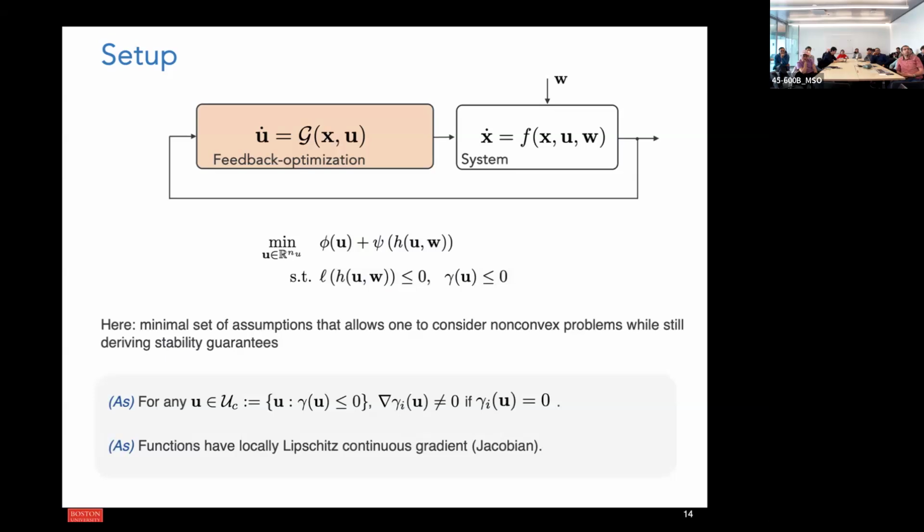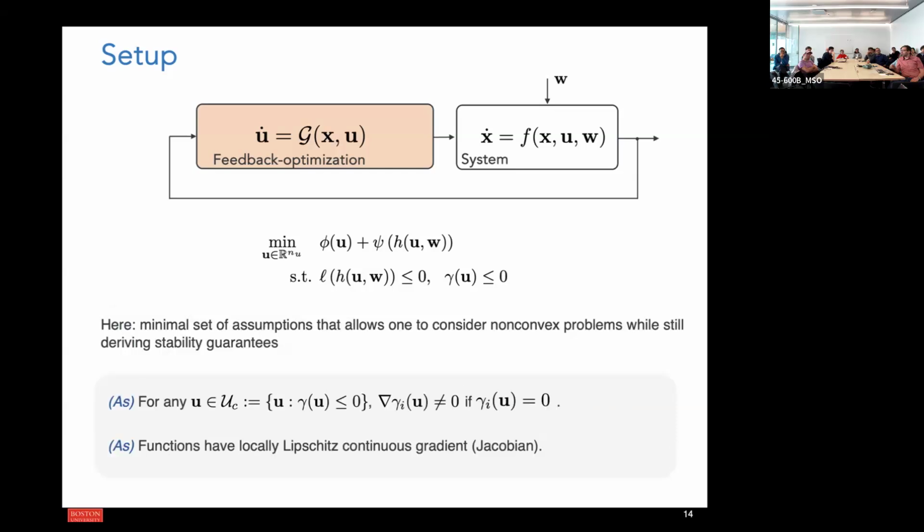I'm just going to try to provide here a minimal set of assumptions that may look a bit involved, but they are minimal in the sense that they allow me to consider classes of non-convex optimization problems while still offering strong stability results of my interconnected systems, as I will show you in a few slides. All these assumptions can be relaxed if I want to formulate a convex optimization problem, and I will have a global stability result. But in this case, I want to stick to this minimal set of assumptions.